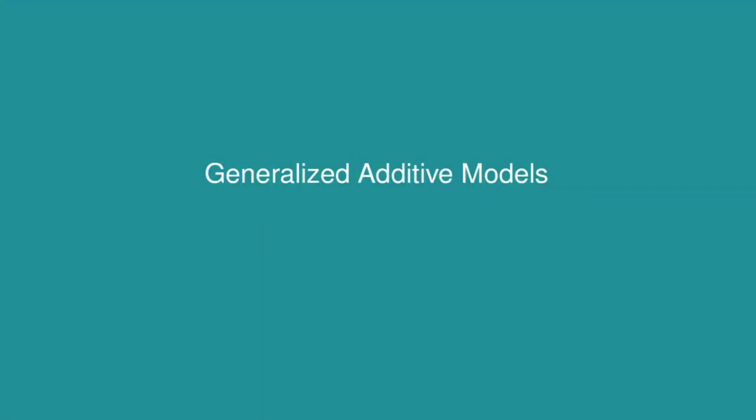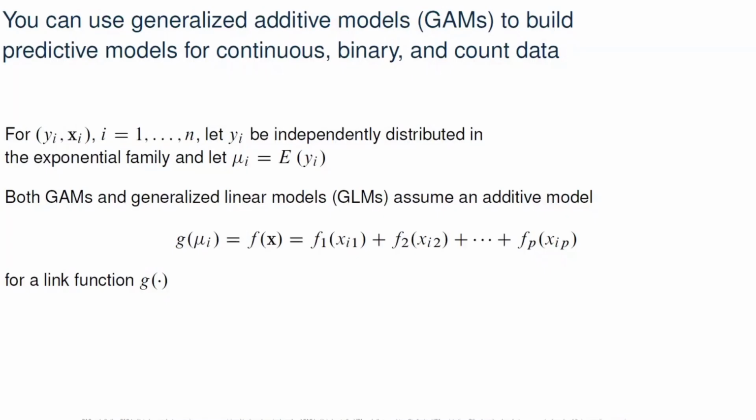To begin, though, I want to provide a brief high-level overview of generalized additive models. Generalized additive models, or GAMs, can be used to build flexible and interpretable models for a variety of different response types. A typical setup will assume independent observations of a response from a distribution in the exponential family. So that could be using a normal distribution to model continuous response data, a Bernoulli distribution to model binary response data, or a Poisson distribution for count data.